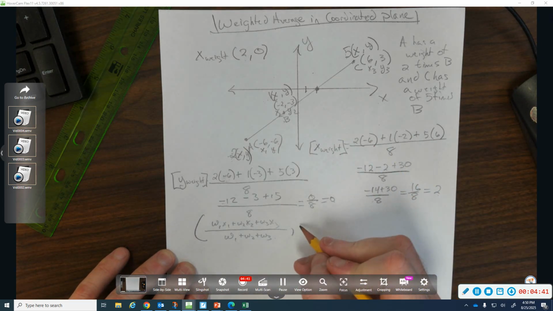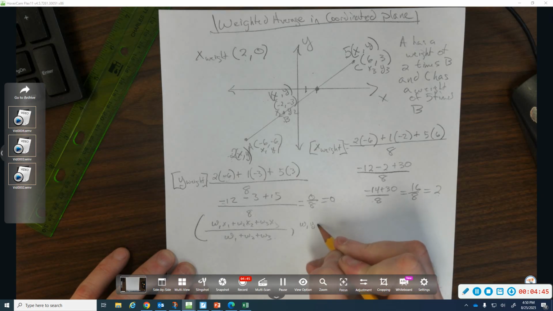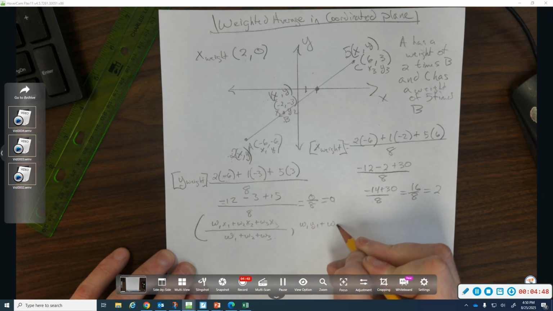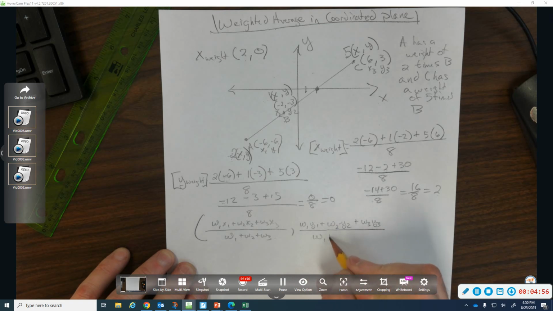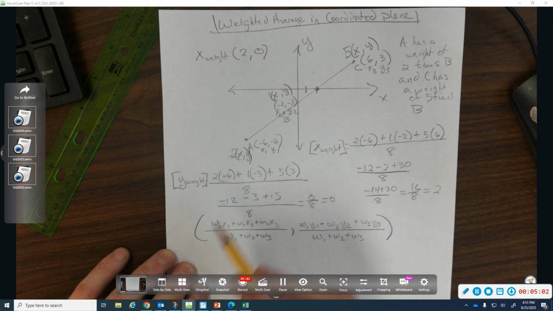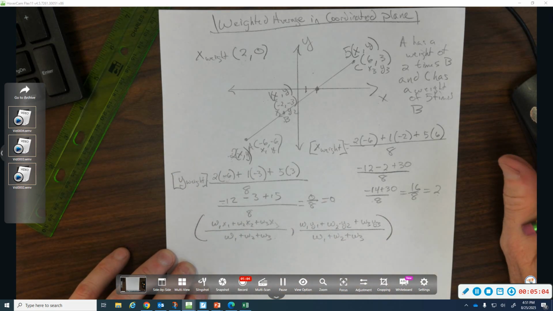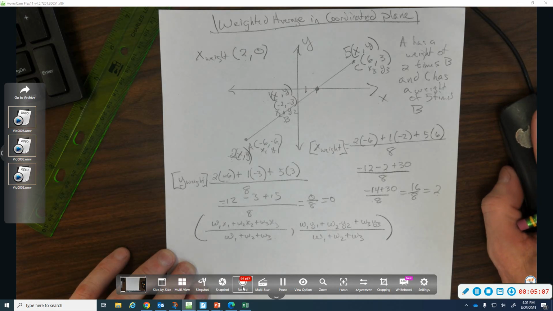And I would do the same thing for y. I would have weight 1 times y1 plus weight 2 times y2 plus weight 3 times y3, all over the sum of weight 1 plus weight 2 plus weight 3. And that is how you find the location in a coordinated plane, which is really similar to the number line. It's just doing it twice for the x's and the y's.